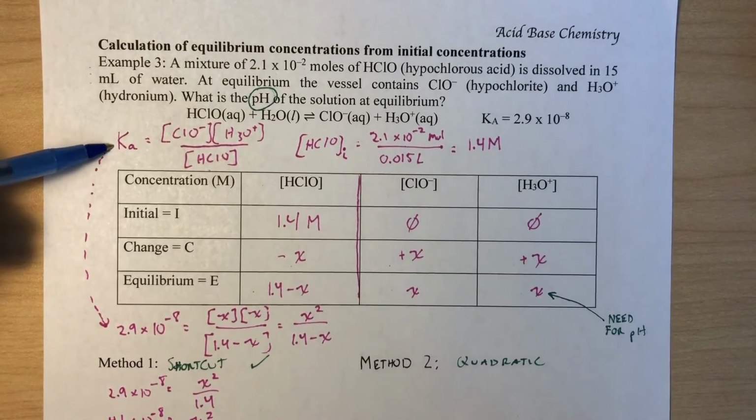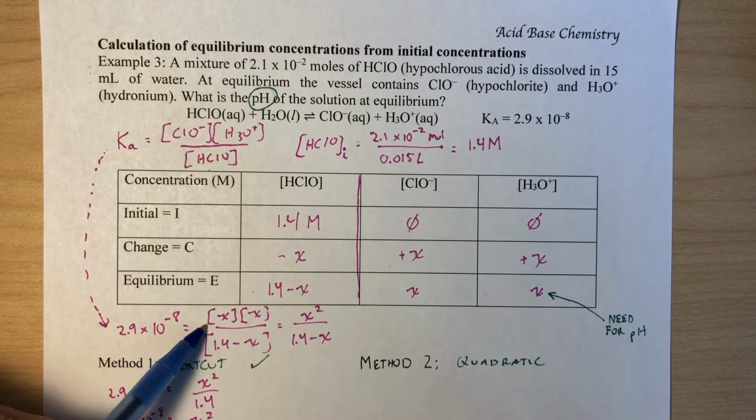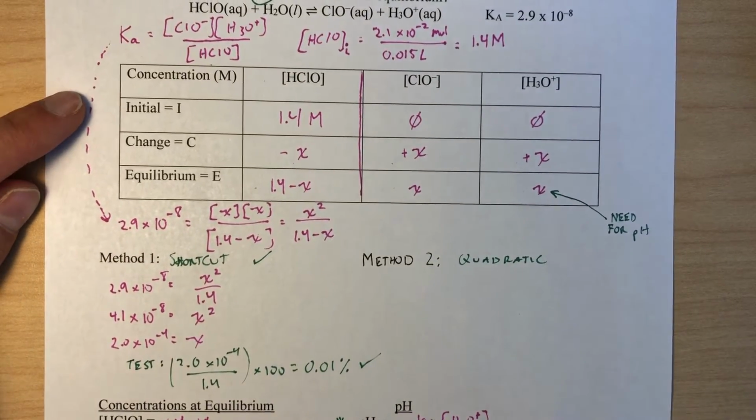So calculating x here is sort of the target for this problem. Now we can bring in our Ka expression and bring in our number, 2.9 times 10 to the negative 8th. That is going to be equal to our unknown product concentrations, x, at equilibrium divided by the equilibrium of our reactant. So x squared divided by 1.4 minus x. We have two methods to solve this.